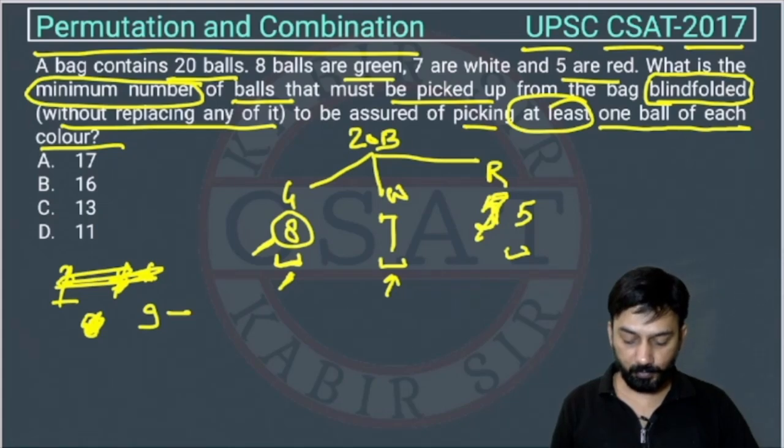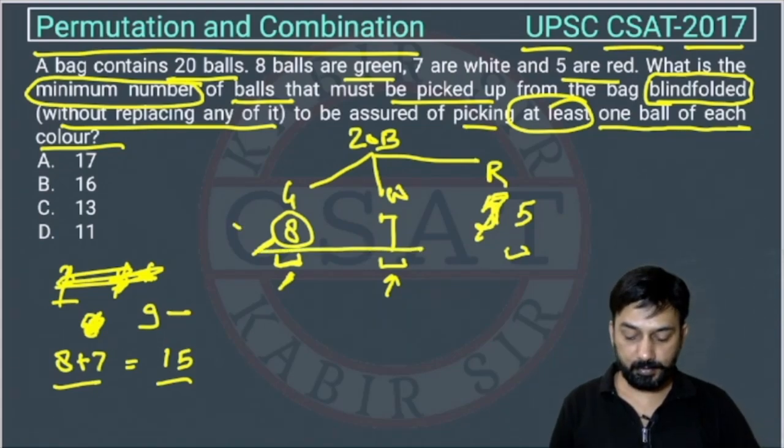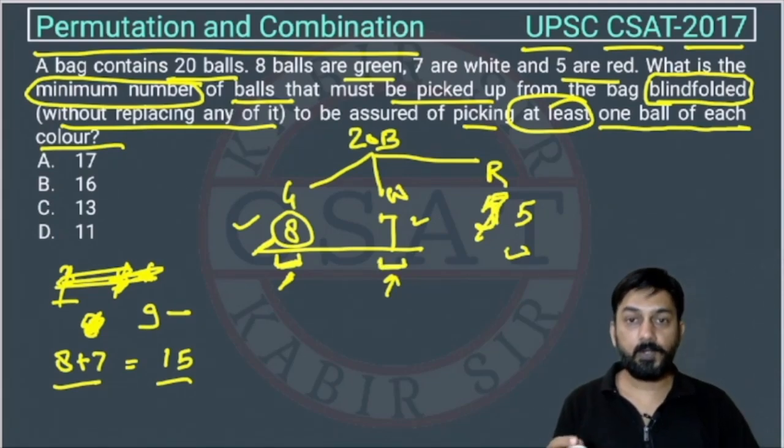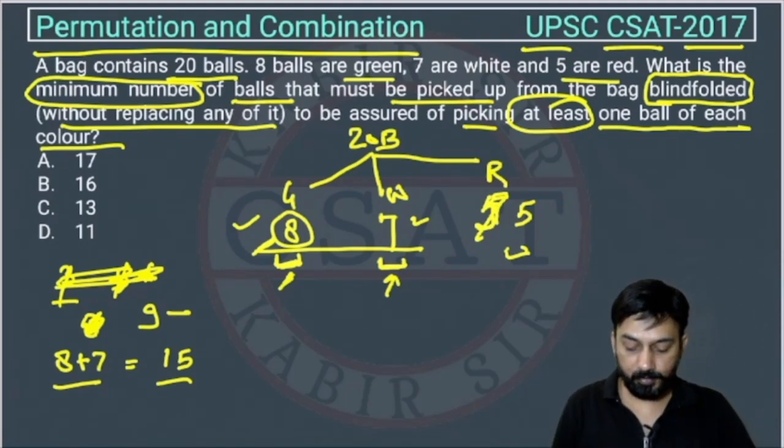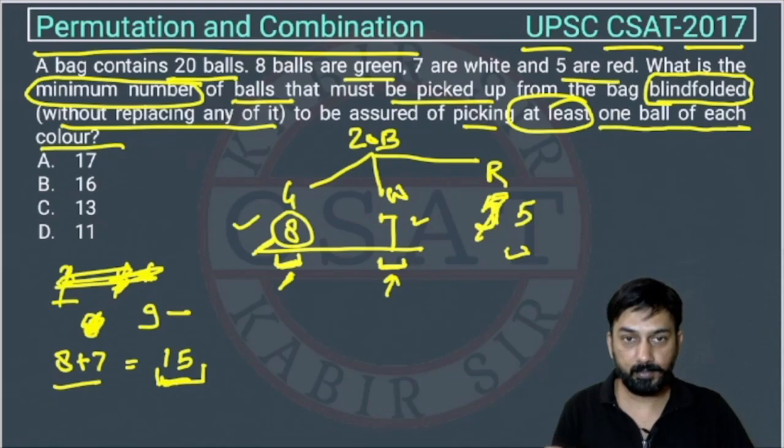So similarly, now we will pick 8 plus 7. If we are picking 8 plus 7 balls, this will be 15. 8 plus 7 we are getting from this, right? This is the first maximum and this is the second maximum number, right? So if we are picking 15 balls, there is a possibility that 8 are picked from this side and 7 are picked from this side, right? Because here we have to be assured, we cannot leave one possibility, right? So we have to make sure that one ball of each color we are getting, right? So with 15 balls also there is no guarantee, because it is possible we are picking 8 from green and 7 from white, right?